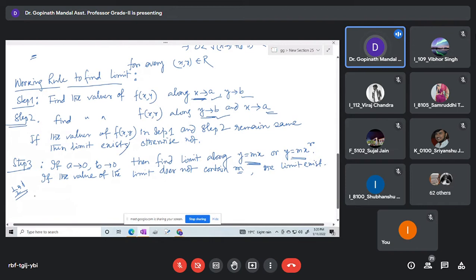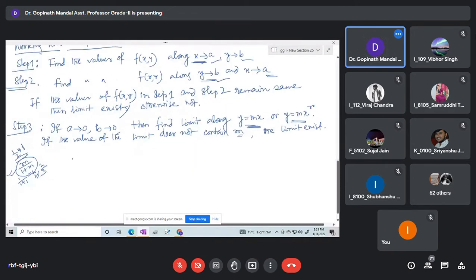But if the limit is, suppose, 1 by 1 plus m, so it contains m, that means for every value of m the limit changes. For m equal to 1, the limit is half. For m equal to 2, the limit is 2/3. So the limit changed. So in that case, we say that the limit does not exist.